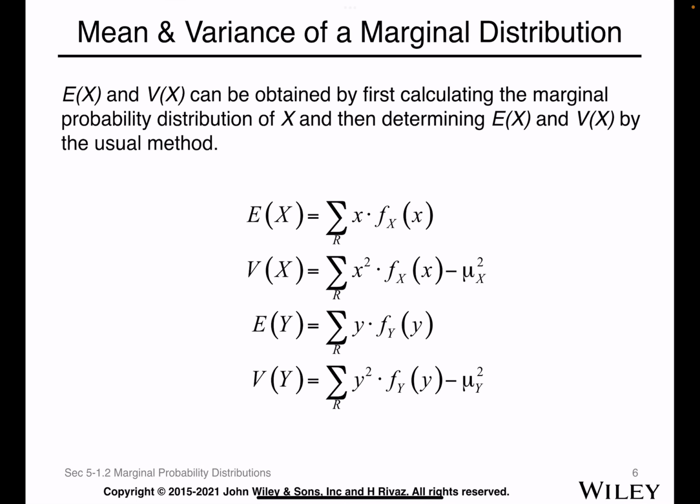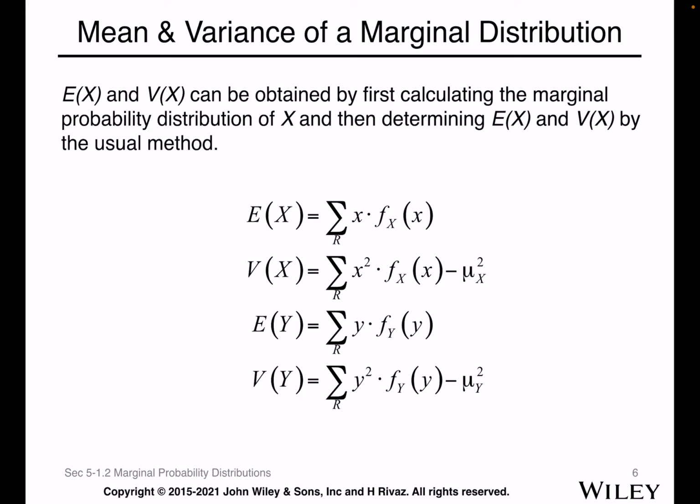So last class we talked about mean and variance of a marginal distribution, right? In the previous chapter we talked about mean and variance. Remember when we were rolling the dice? We have an expected value for what we get, right?